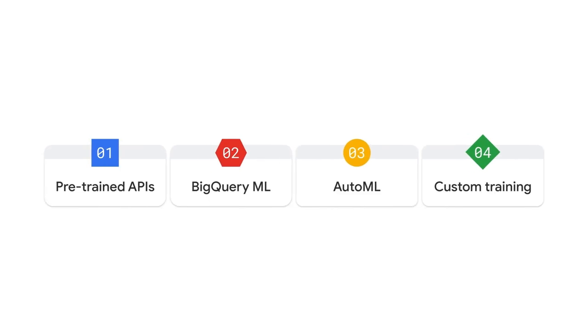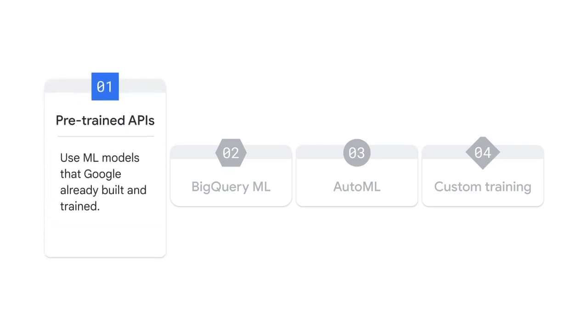Google Cloud offers 4 options for building machine learning models. The first option is to use pre-trained APIs. API stands for Application Programming Interface. This option lets you use pre-trained machine learning models so you don't need to build your own if you don't have training data or machine learning expertise in-house.